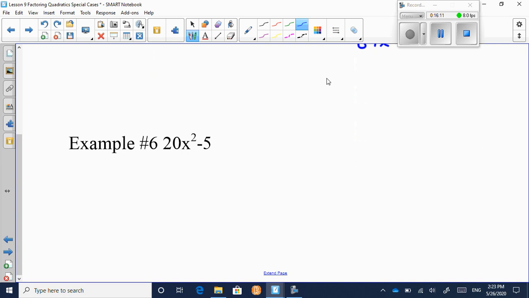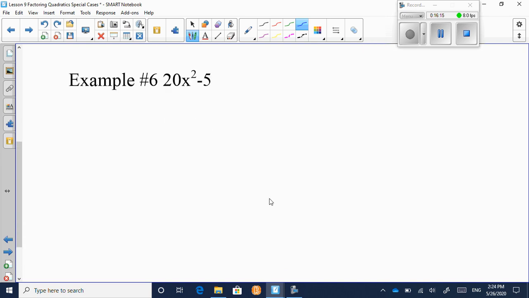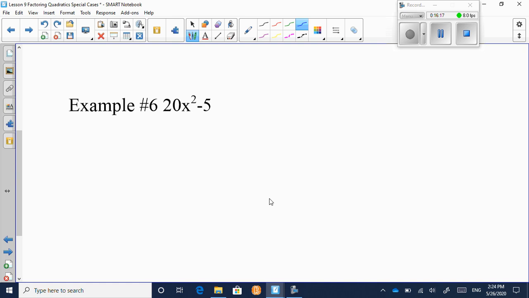Okay, how about this one? Now, one thing that we've kind of got away from, and I wanted to emphasize this, is that the very first thing you should be doing anyways is looking to see if there's something you can take out. So I'm hoping that a lot of you will look at this first one and say, well, wait a second, Mr. Webster, 5 can go easily into both of those things. It would be 4x squared minus 1.